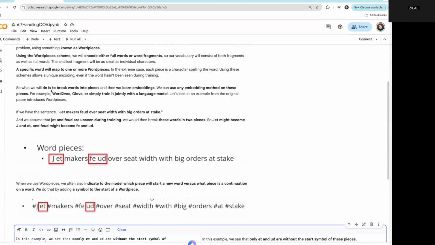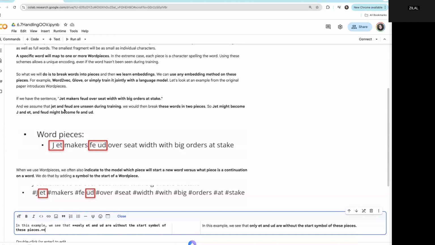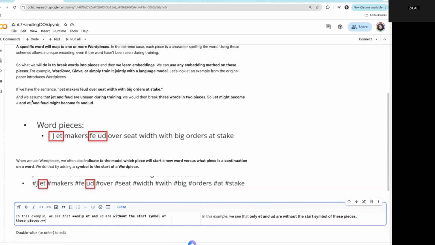Using the Wordpieces scheme, we will encode either full words or word fragments. So our vocabulary will consist of both fragments as well as full words. The smallest fragment will be as small as individual characters. A specific word will map to one or more word pieces. In the extreme cases, each piece is a character spelling the word. Using these schemes allows a unique encoding, even if the word hasn't been seen during training.